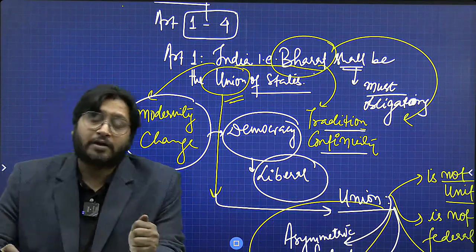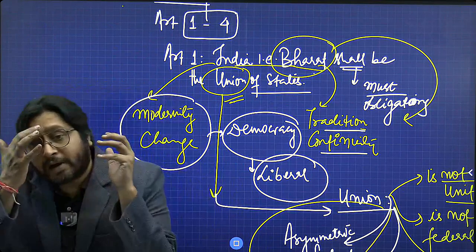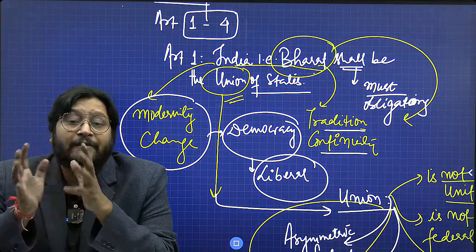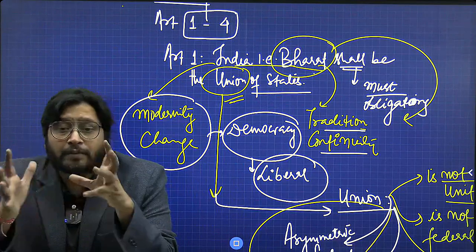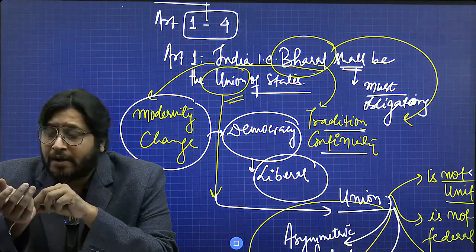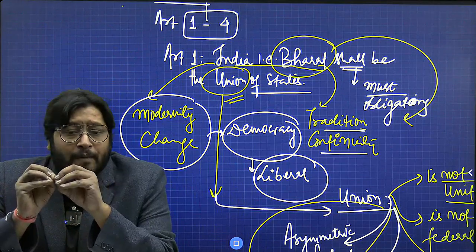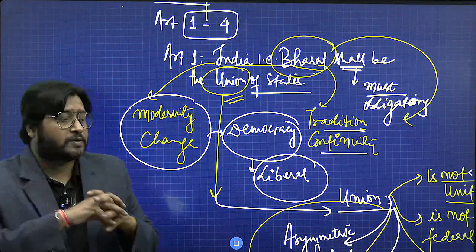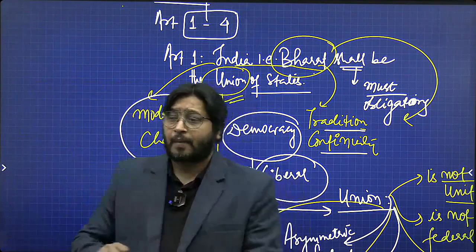Once you define the territory, you now have to define the people. So Part 2, Articles 5 to 11, not 12, deals with the definition of people, or citizenship as we use the word. Right? The term citizenship has a unique meaning in the political vocabulary. With respect to constitution and politics, it has a unique meaning.